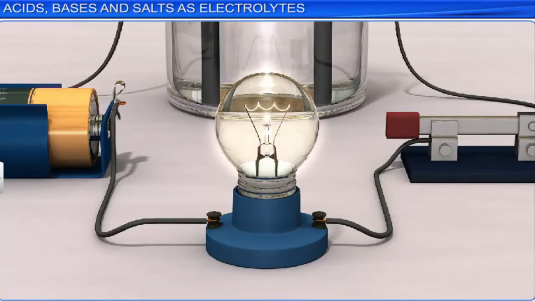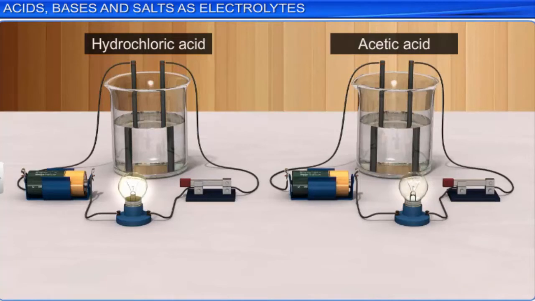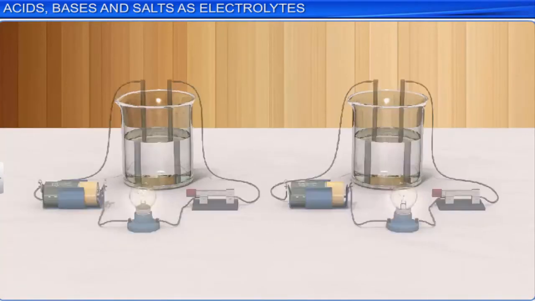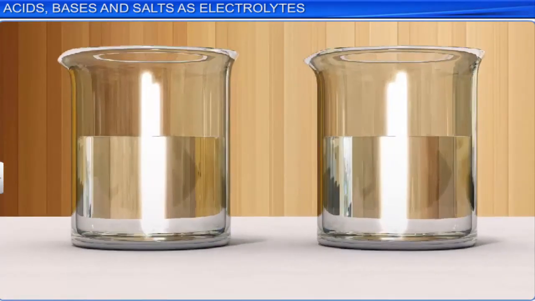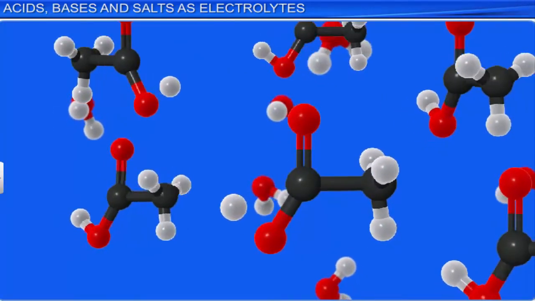Based on these observations, we can say that the two solutions, hydrochloric acid and acetic acid, are electrolytes, but there is a difference in their electrical conductivity. This variable conductivity can be explained based on their degree of dissociation. The degree of dissociation is more in hydrochloric acid and less in acetic acid.